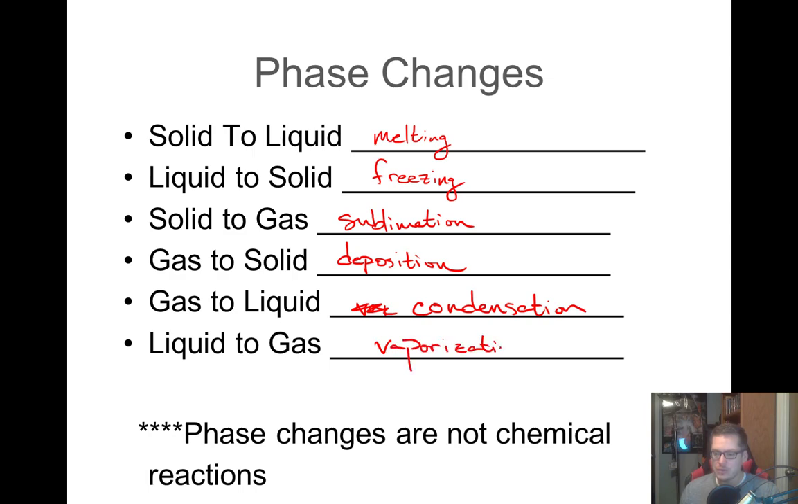Now, one thing you need to keep track of is that all of these different phase changes are not chemical reactions. They are physical changes. Remember, in a chemical reaction, we're breaking or forming chemical bonds. In a physical change, we're messing with the intermolecular forces. So when you go from a solid to a liquid, you're overcoming intermolecular forces, but your compound is still exactly the same as it was. You're not breaking or forming new chemical bonds.